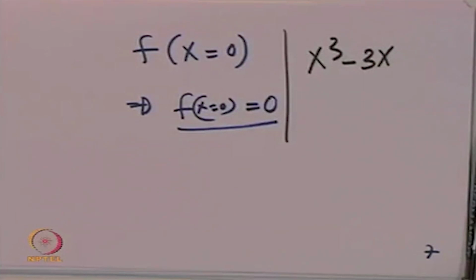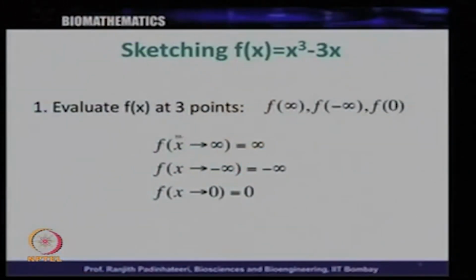So, what we saw now is that at 3 points, at plus infinity the function is infinity, at minus infinity the function is minus infinity, and at x equal to 0 the function is 0. This is the summary. These are the 3 limiting values. For extreme values of x, infinity and minus infinity, the function goes to infinity and minus infinity, and at x equal to 0 it is 0. So, we know these 3 values.